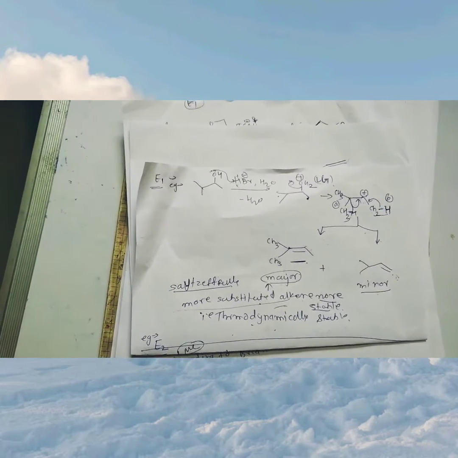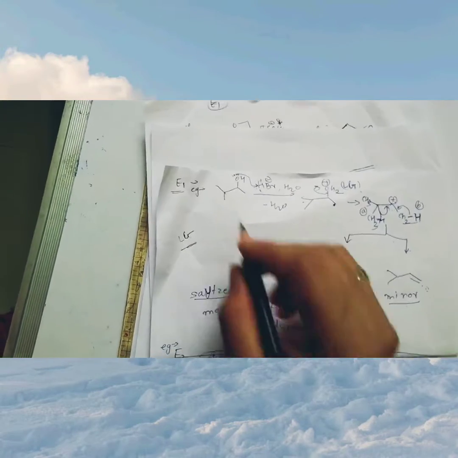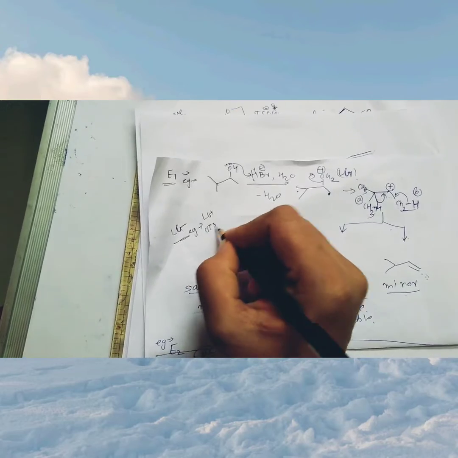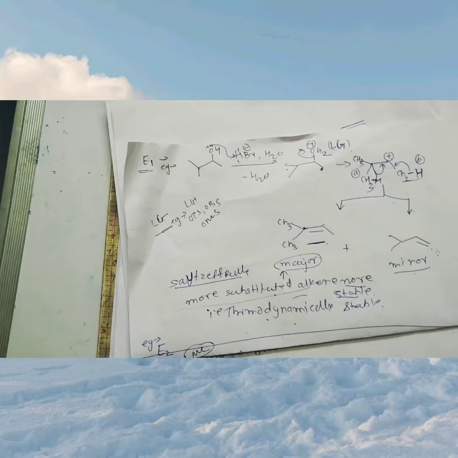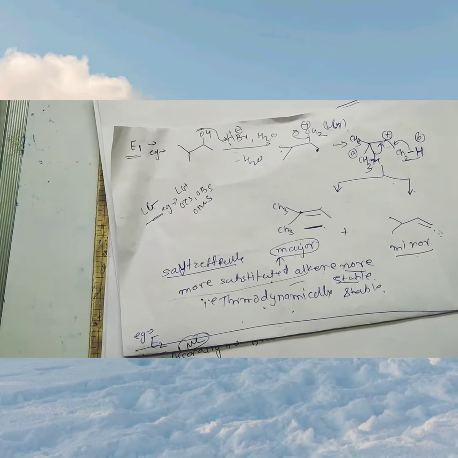We know that for the E1 mechanism, the leaving group capacity should be very high. Examples of leaving groups are OTs, OBs, OMs, etc. That is, the capacity of the leaving group should be high, so that it will leave easily. That is the E1 elimination reaction.